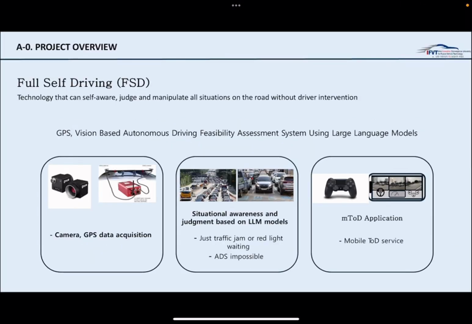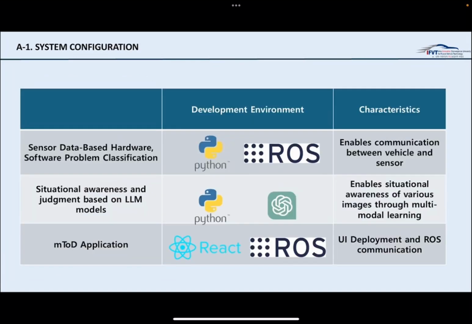This project involves developing software to diagnose autonomous driving feasibility, use GPS and camera data, and creating the MTOD system. We use sensor data to classify hardware and software issues. The project aims to advance autonomous driving technology and improve vehicle safety. Programs that we used in this project are as follows.